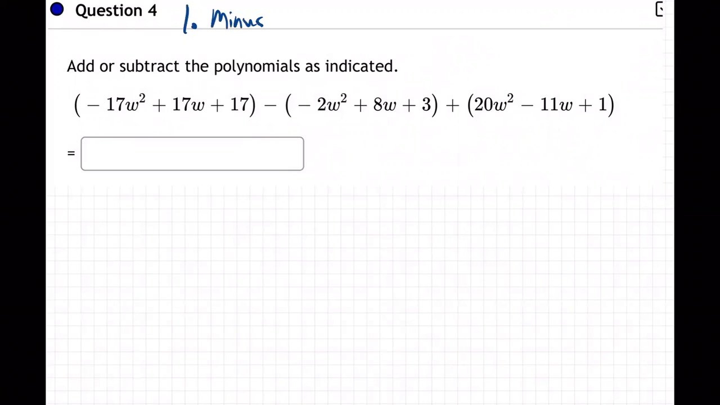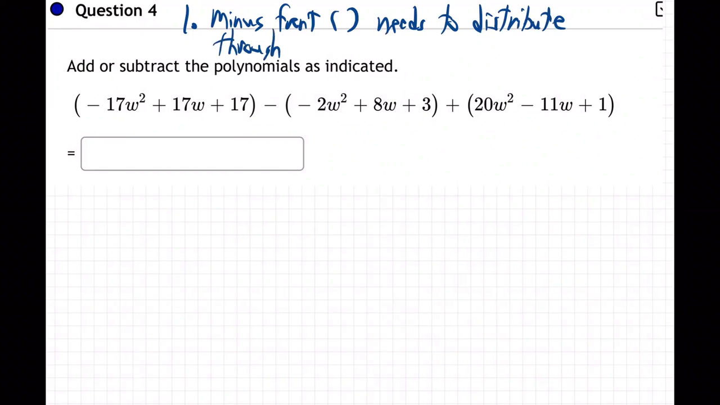minus in front of a parenthesis needs to distribute through that parenthesis group. So in other words, this minus right here, this minus one is going to go boom, boom, boom. It's going to hit this, this, and this, that minus one.